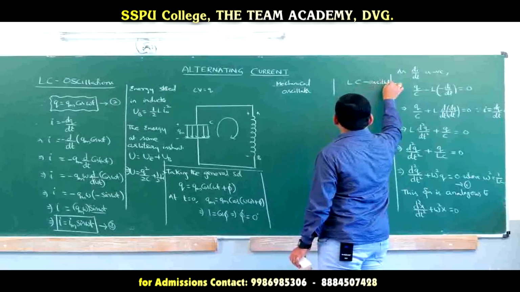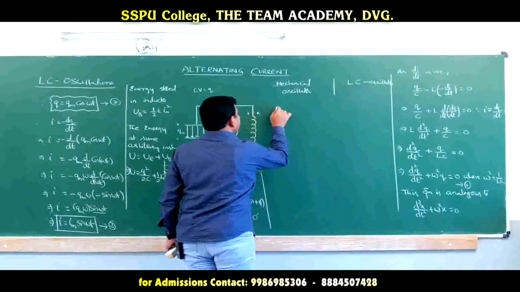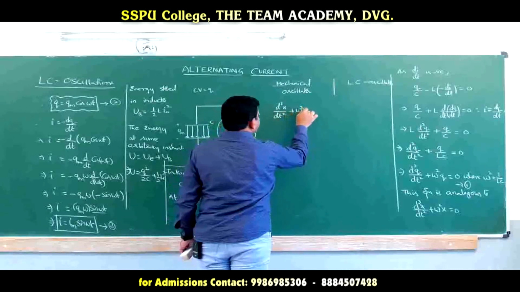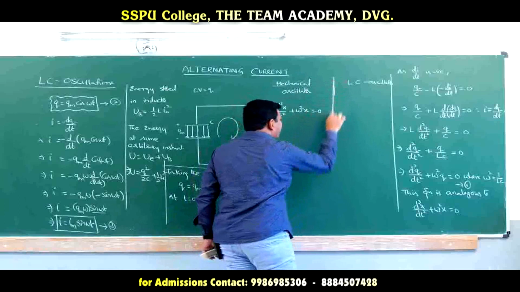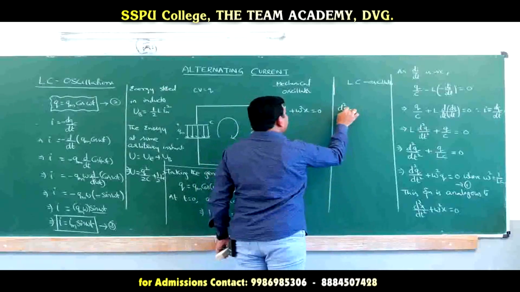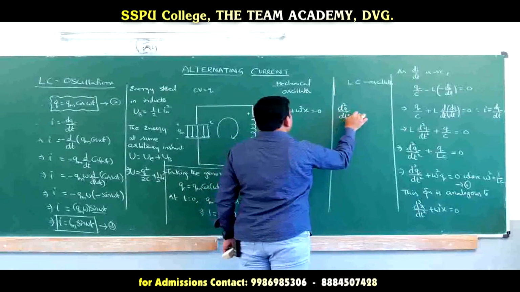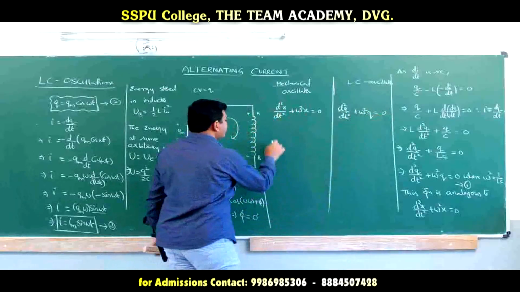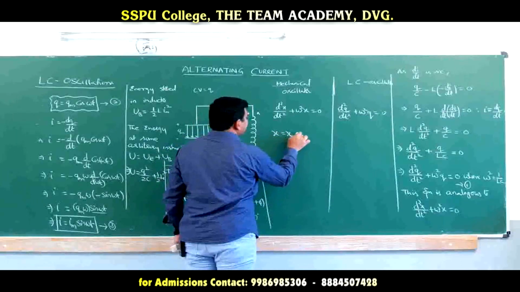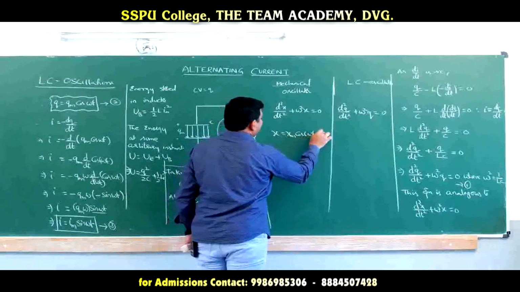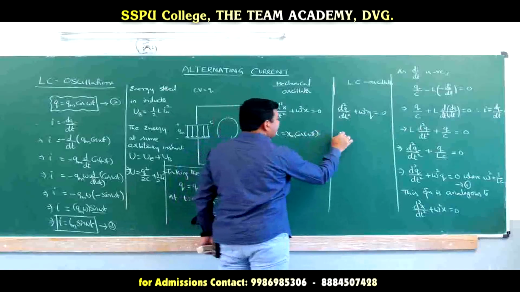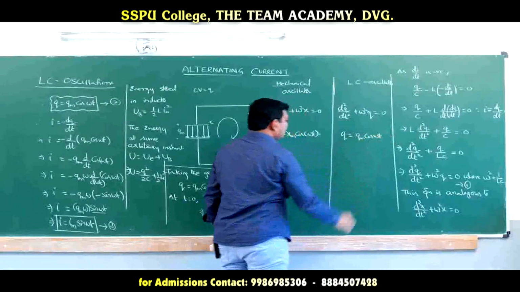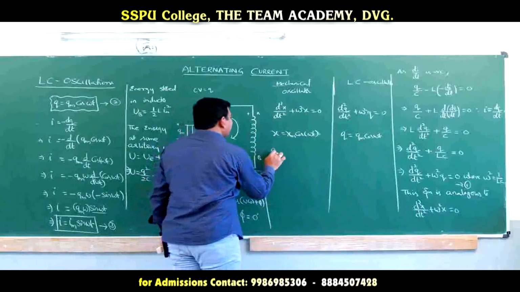LC oscillator. So here the differential equation is d²x/dt² + ω²x = 0, and here the equation is d²q/dt² + ω²q = 0. The general solution for this equation is x = xm cos(ωt + φ), and we got that as like this. And here q = qm cos ωt, the final expression. Yes or no?